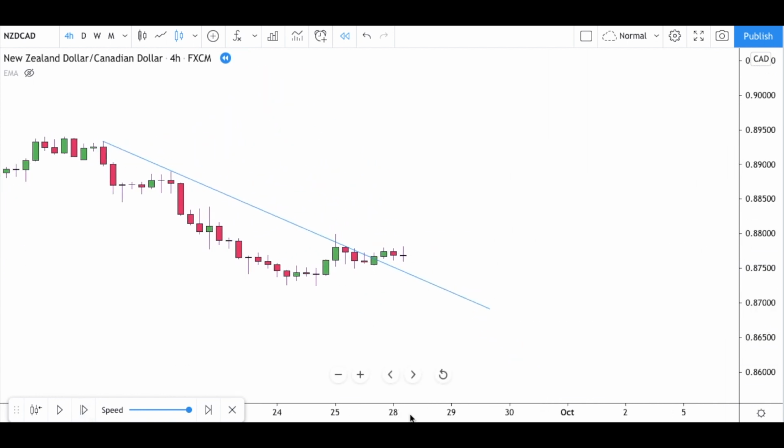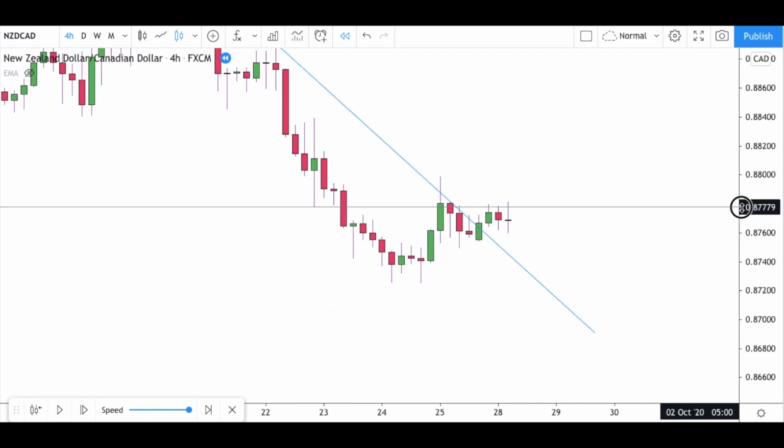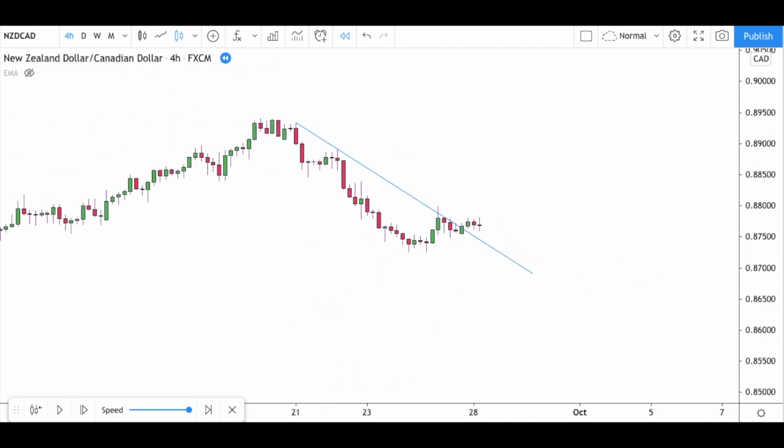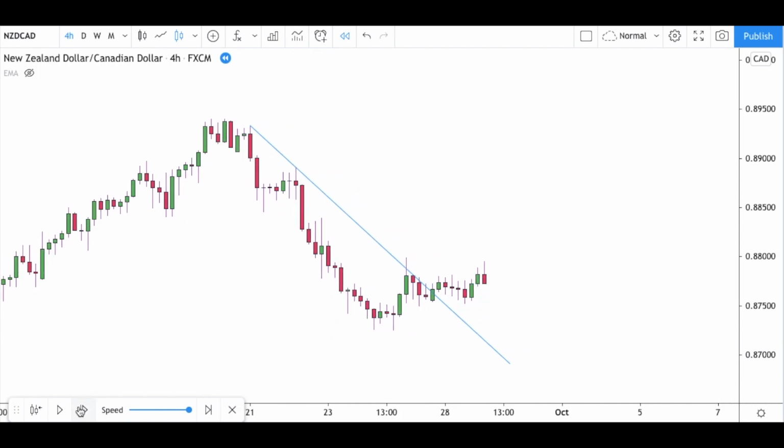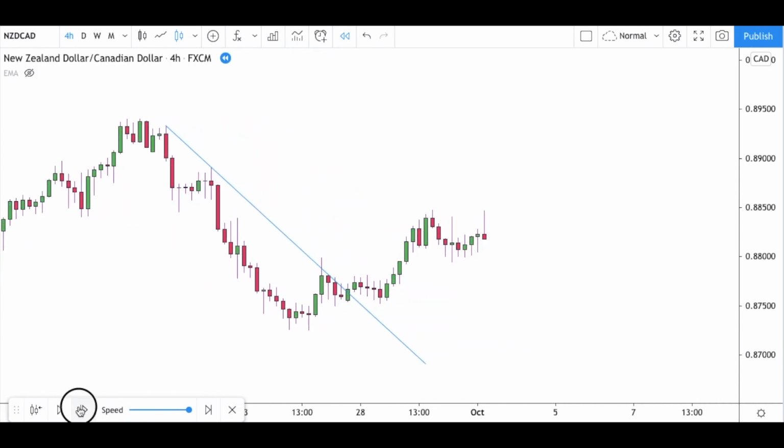Let's just see how this goes. Okay, so sorry about that. Give me a quick second. There we go. Okay, so this trend line was not too good.